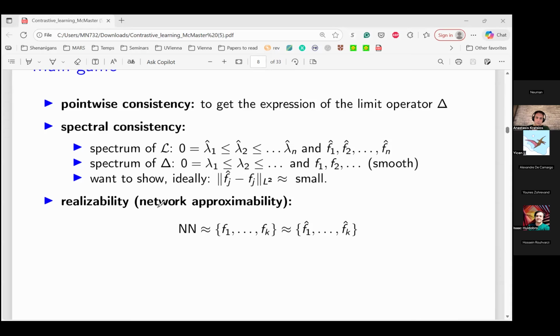So with this conclusion on network approximability, I basically lift up the realizability. And by the way, I don't need any kind of separability at all. And I certainly don't even need to assume recoverability as well. So is it clear so far about the main game before I move on to the next slide?